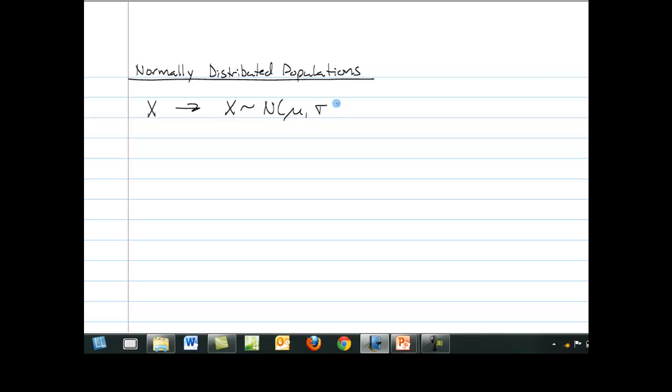So let's go ahead and talk about what happens if my x values, my population values, are normally distributed. So for normally distributed populations, my values of x come from a normal distribution with mean mu, standard deviation sigma.